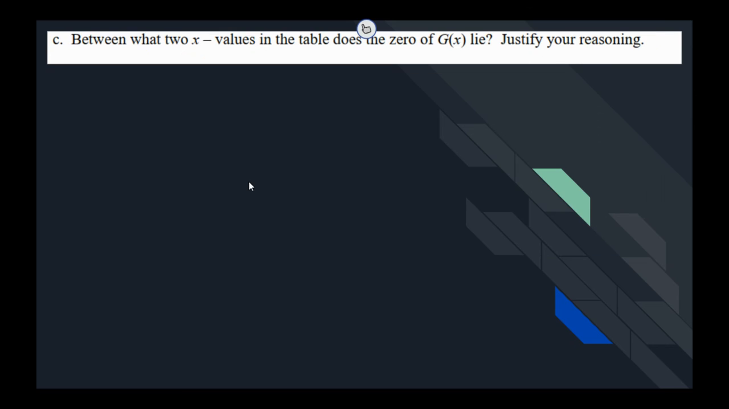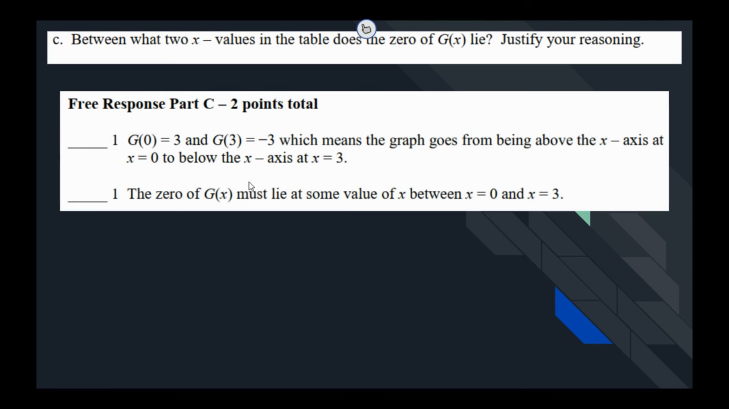Okay. Part C, between what two x values in the table does the 0 of g of x lie? And justify. So g of 0 is 3, g of 3 is -3, which means the graph goes from being above the x-axis at x equals 0 to below at x equals 3. So the 0 must be somewhere between 0 and 3. 2 points for that one.